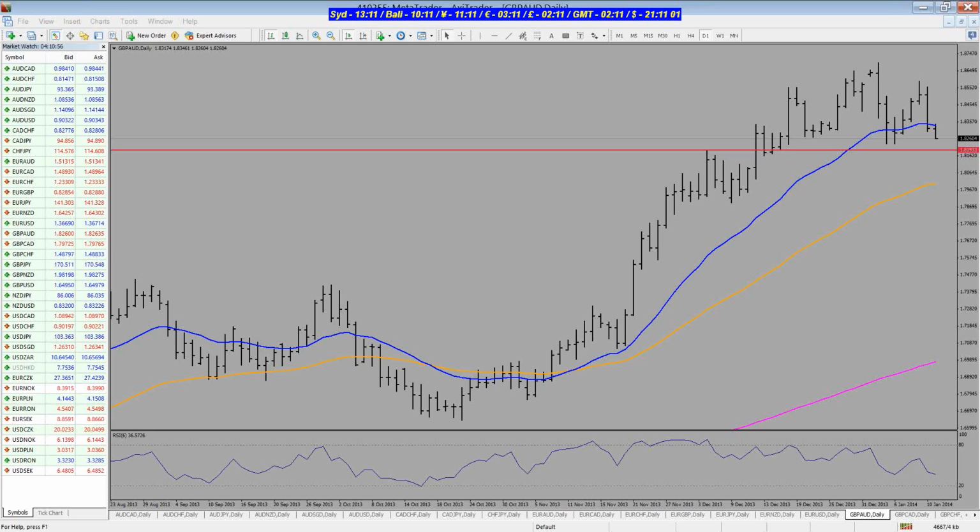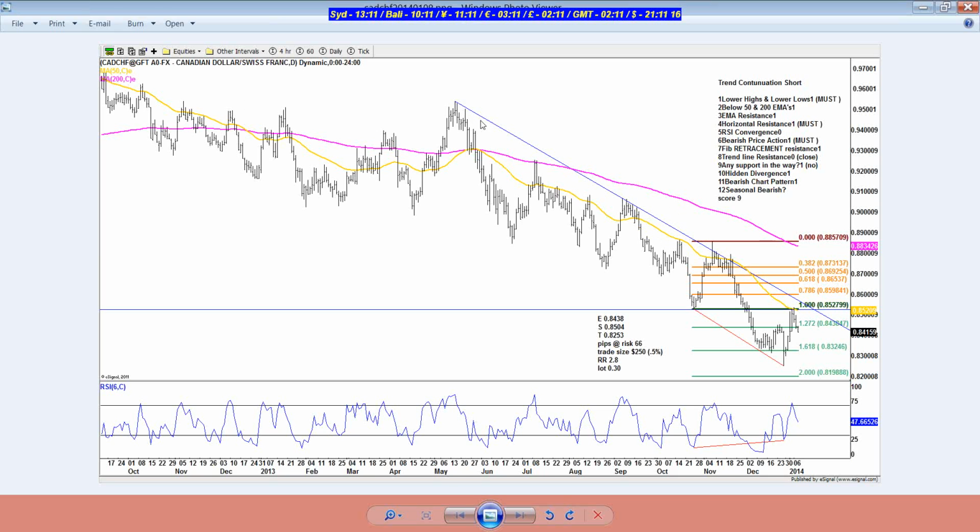CAD Swiss. Yeah, this has been a beautiful one for us to be trading recently. Not sure what those lines are indicating for us. Trend continuation, 84.38. Yeah, it should have been in there.